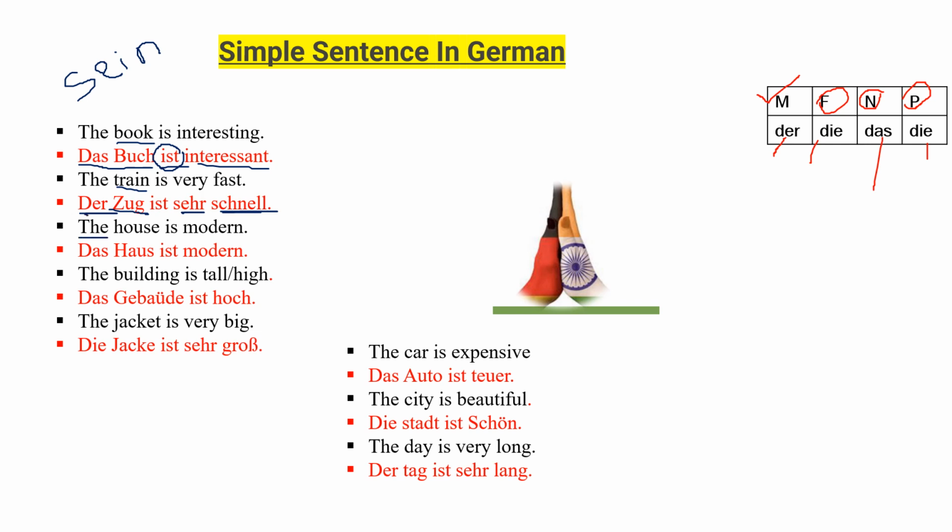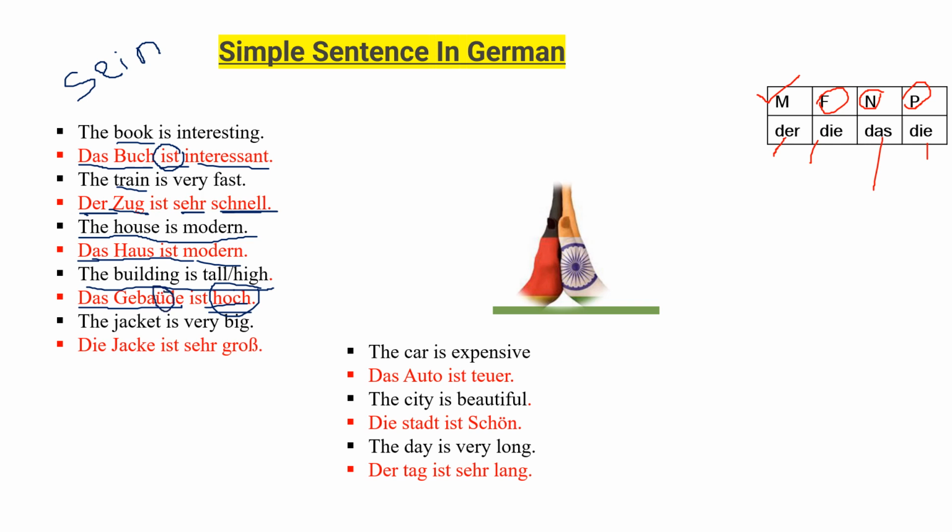Similarly, we have a sentence: the house is modern. House always takes the article das. Das Haus ist modern. Next sentence: the building is tall or high. Building takes das. Das Gebäude ist hoch. Hoch means either tall or high.